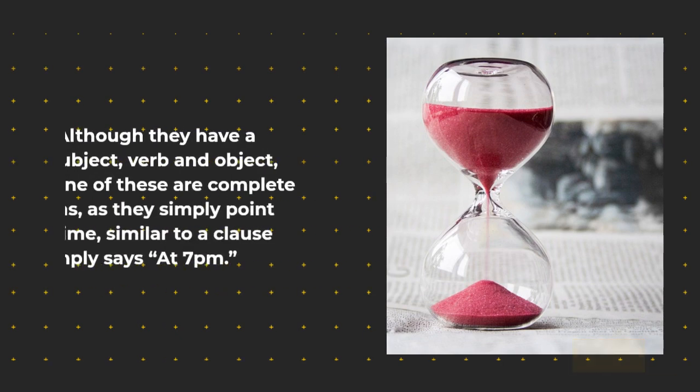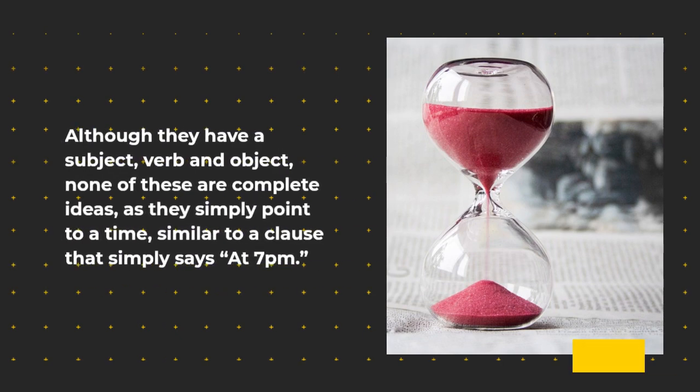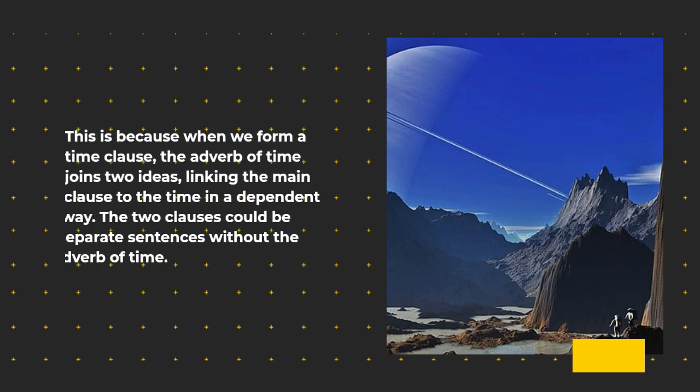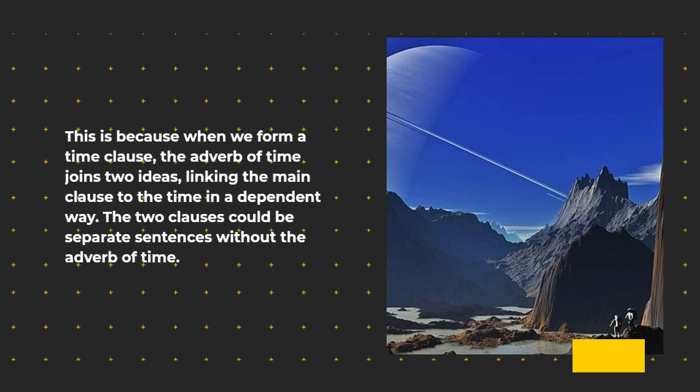Although they have a subject, verb and object, none of these are complete ideas, as they simply point to a time, similar to a clause that simply says, at 7 p.m. This is because when we form a time clause, the adverb of time joins two ideas, linking the main clause to the time in a dependent way. The two clauses could be separate sentences without the adverb of time.